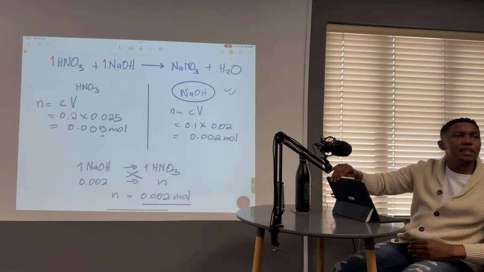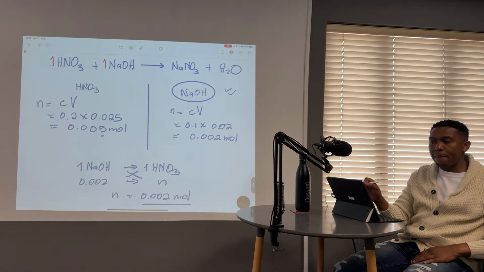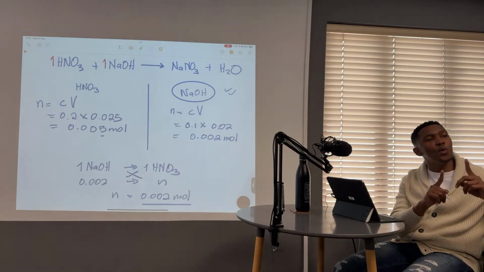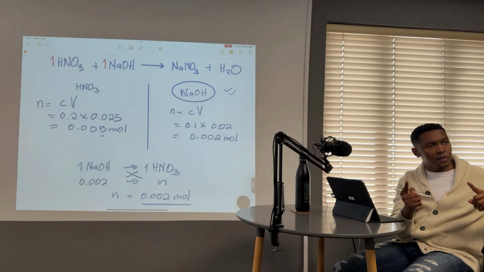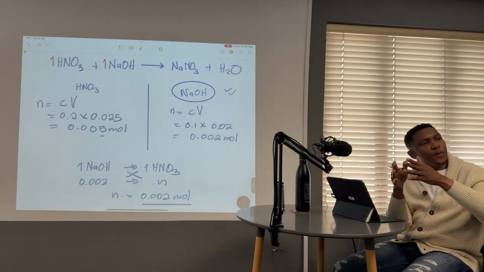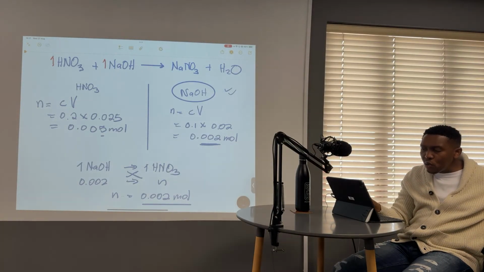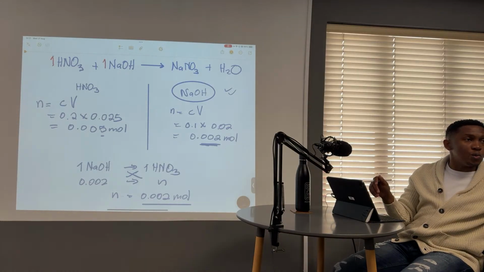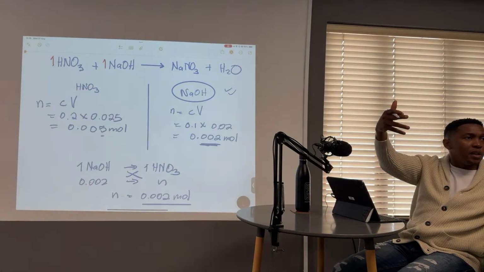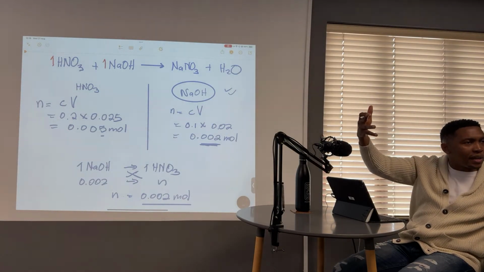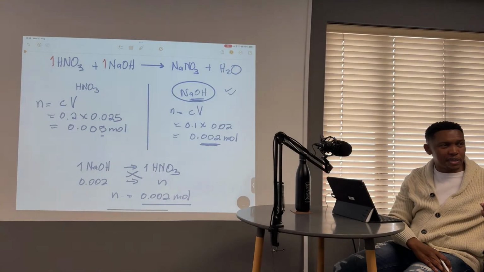And the only thing that dictated this is that we know that this reaction is a 1-to-1 reaction. What does that mean? For every 1, I need 1. Meaning, for every 0.02, I need 0.02. But how many am I given? 0.005. Which means they gave me more than what I require to neutralize the sodium hydroxide. Does that make sense? Okay.